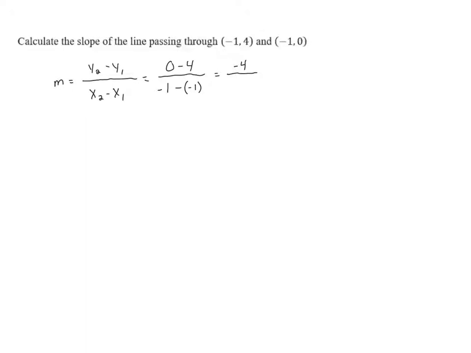In the denominator, whenever we are subtracting a negative, it's the same as adding. So we can rewrite the denominator as -1 plus 1. Now, when we do that addition, -1 plus 1 is 0. So the slope is -4 over 0. But we know that we can't divide by 0. Anytime we do that, it gives us an undefined quantity. So in this case, the slope is undefined.